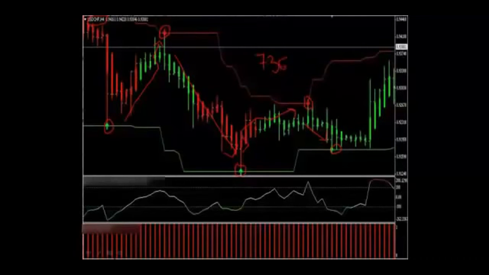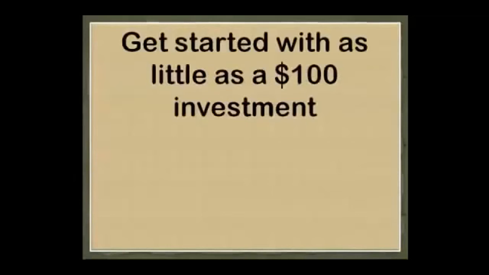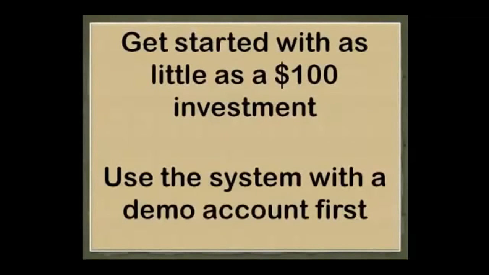This is not like a robot that makes trades for you and that can wipe out your account over the course of one afternoon if the market changes the wrong way. With Easy Pips Formula, you are the boss. And remember, you don't need a lot of money to succeed with this system. You can get started with as little as a $100 investment, and you can use the system with a demo account first, just to make sure it works like I say it will.